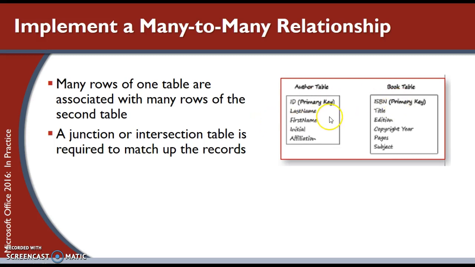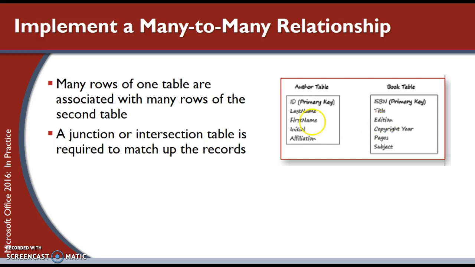Most databases like Access don't support many-to-many relationships. So what we really need to do is, I like to call it cheating. We have to create a one-to-many relationship. We do this by creating a junction table that matches up the records. A junction table is going to consist of the primary key from both of the tables, and then you form the relationship from each table. So what we're doing is turning a many-to-many relationship into two one-to-many relationships.